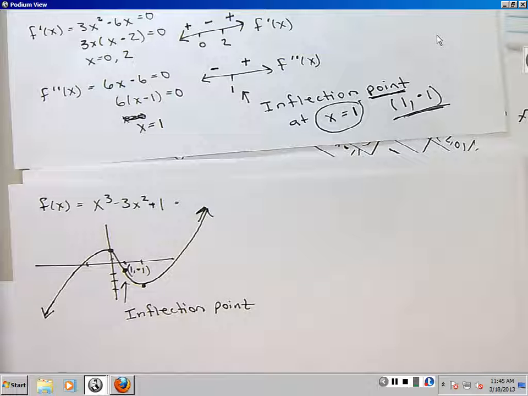Eventually we're going to get to more information. But at this point, increasing, decreasing, and concavity.